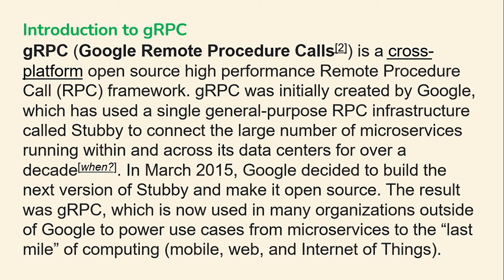In March 2015, Google decides to build the next version of Stubby and make it open source. The result was gRPC, which is now used in many organizations outside Google to power use case from the microservices to the last mile of computing, mobile, web, Internet of Things, etc.